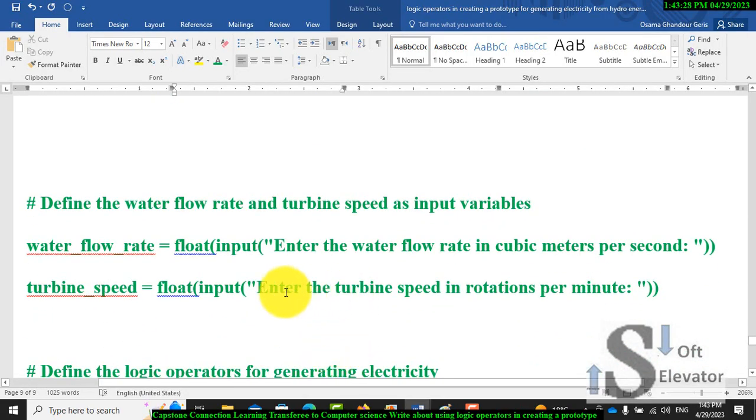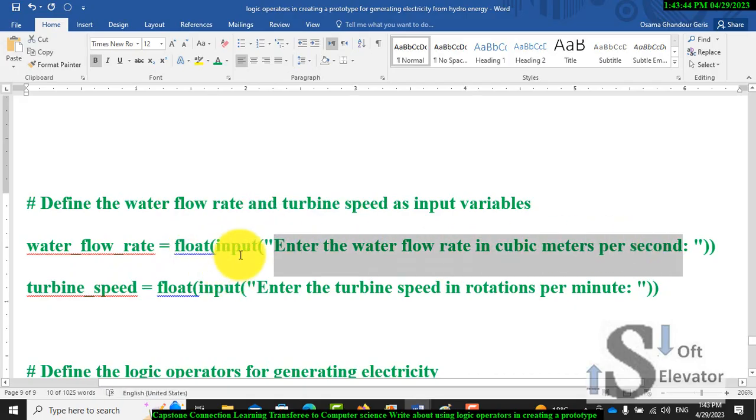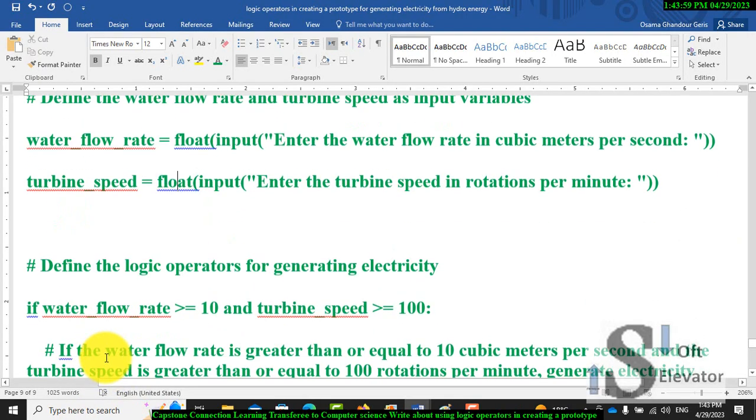We have here defined, this is a comment in the code, and we have the variable water flow rate, and we have the variable turbine speed, and the user will enter these variables, the value for the input, using the input function, and convert it to float because it contains floating point, and the same for the turbine speed. This can be entered by Arduino directly, not using the float and the input functions.